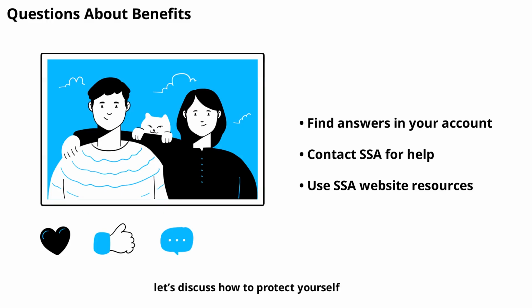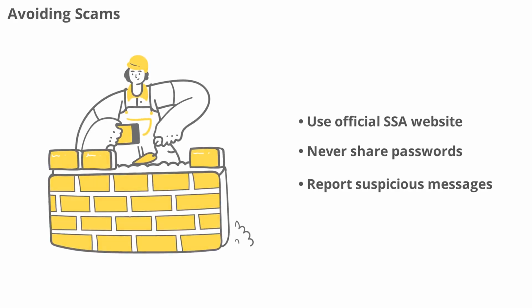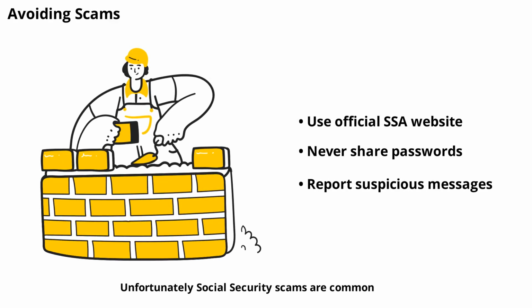Next, let's discuss how to protect yourself from scams related to Social Security. Unfortunately, Social Security scams are common. Always use the official SSA website and never share your personal information with anyone who contacts you unexpectedly. The SSA will never ask for your password or payment over the phone or by email. If you receive a suspicious message, report it to the SSA right away. Protecting yourself from scams is an important part of the application process.